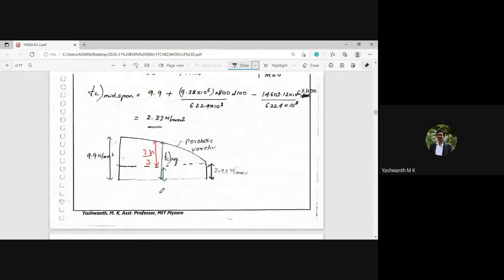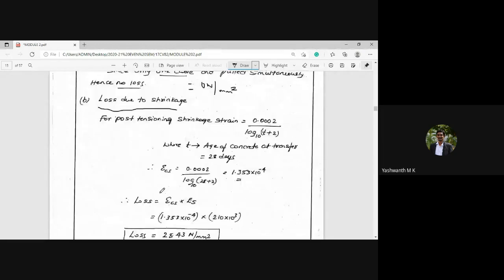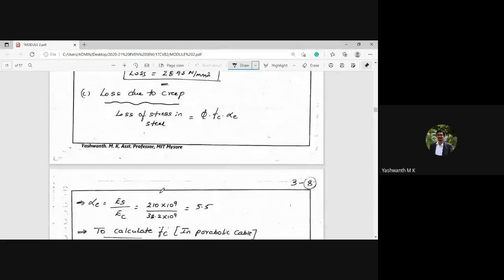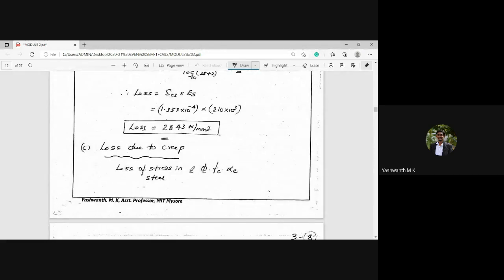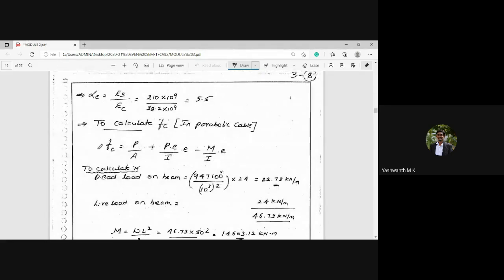So I will repeat. This is a post-tension beam. You need to be very careful while calculating the loss of pre-stress due to creep. Wherever this FC value comes, you need to be very careful because it is a parabolic cable problem. For a parabolic cable problem, how to calculate FC, we need to be very careful.